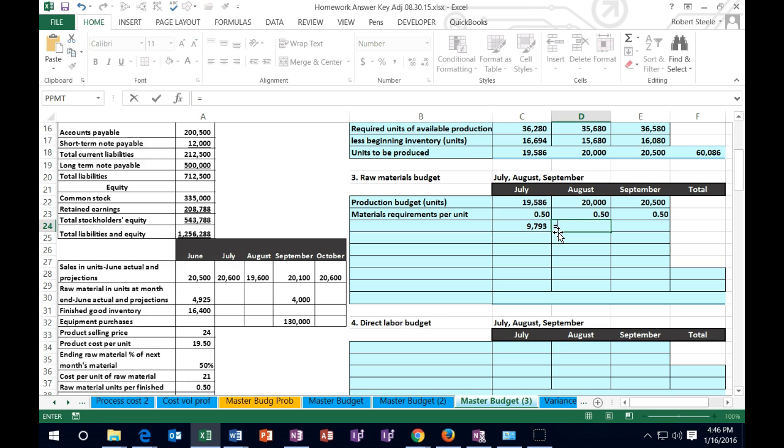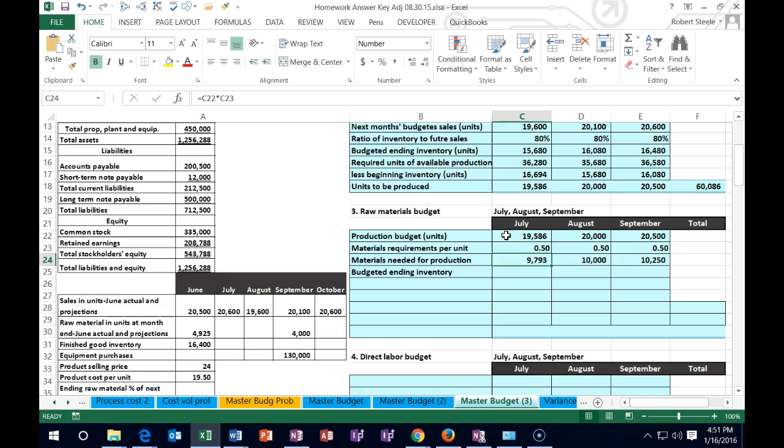So for August, we're going to say this is how many units we need to produce times 0.5, which is the amount of the material per unit. And that will give us August. September will be the 20,005 times, once again, the 0.5. So that gives us the materials needed for production.